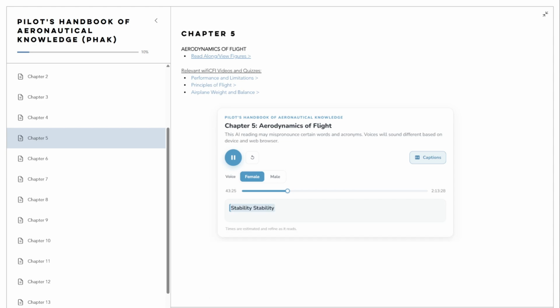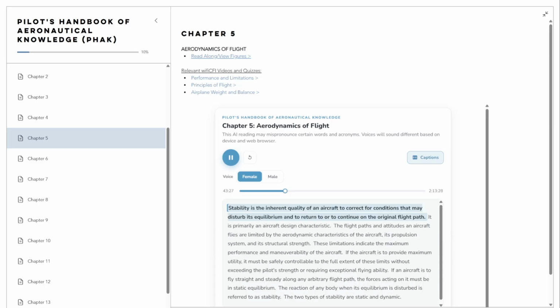Stability. Stability is the inherent quality of an aircraft to correct for conditions that may disturb its equilibrium and to return to or to continue on the original flight path. It is primarily an aircraft design characteristic.